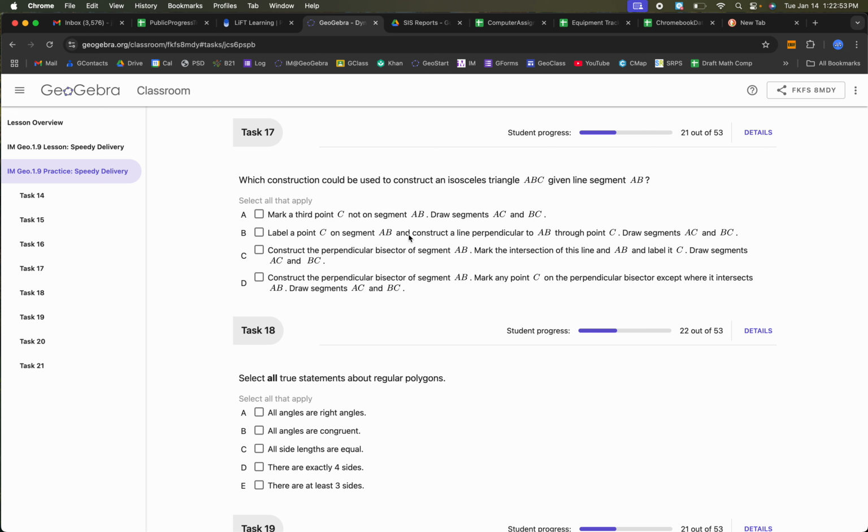Task 17. Which construction could be used to construct an isosceles triangle? Again, isosceles means that it has 2 sides that are equal to each other. Okay? Triangle ABC, given the line segment AB. So we have a line segment that is AB. Which one or 2 or 3 or 4 of these statements would help you to make an isosceles triangle? Pause the video. Answer the question.